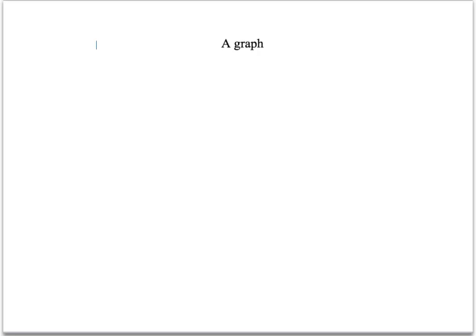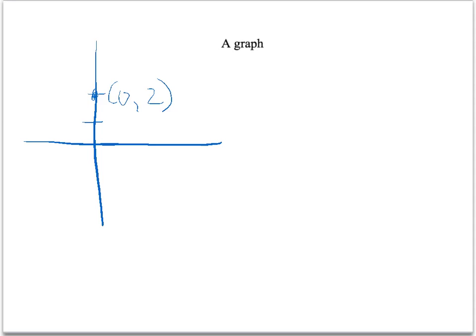Second one is, let's say we're given a graph, and our line goes through the point (0, 2). Now, I know that's my y-intercept because I can see it, but I also know it is because x is 0. And then my line also goes through the point (1, 3). So I know my y-intercept, which is 2. I just have to find my slope.